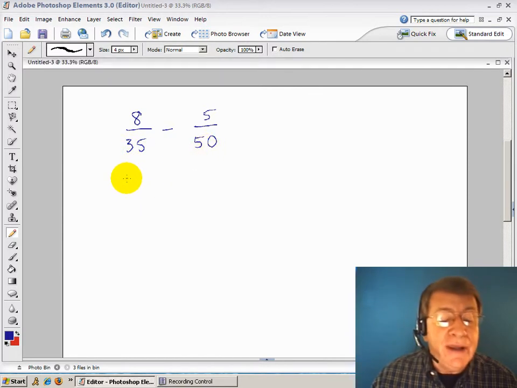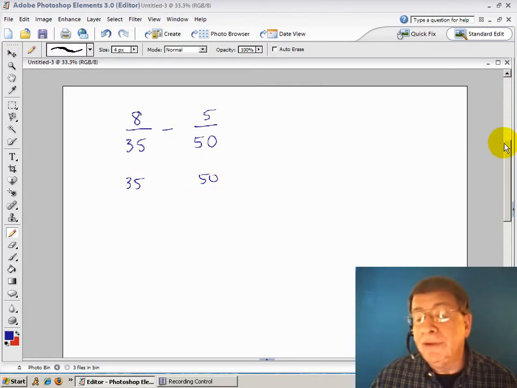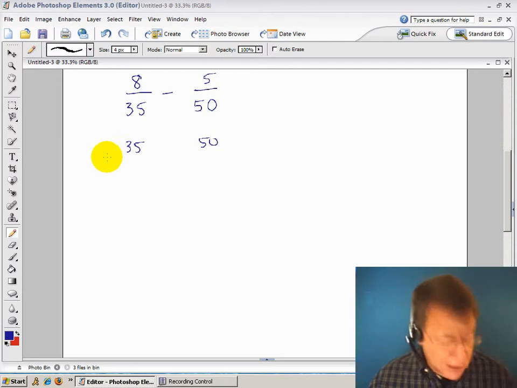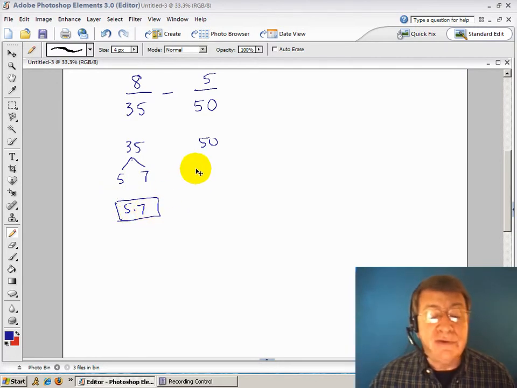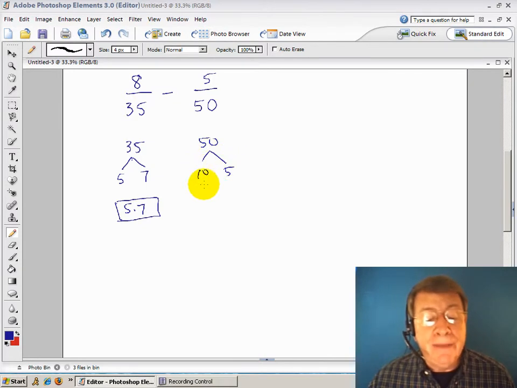We first need to find a common denominator. So let's take 35 and 50 and break them up into pieces. And to factor, 35 is 5 times 7. Pretty easy one. And although the factors are getting bigger here, 50 is 10 times 5. 10 is 2 times 5. And 5 is its own prime number. So the primes that make up 50 are 2 times 5 times 5.